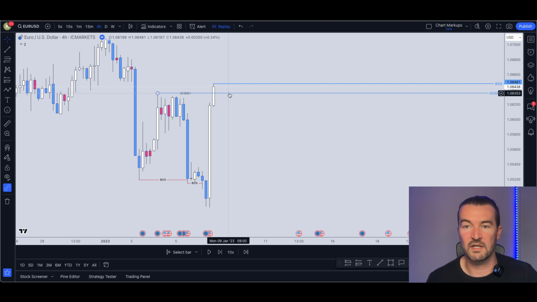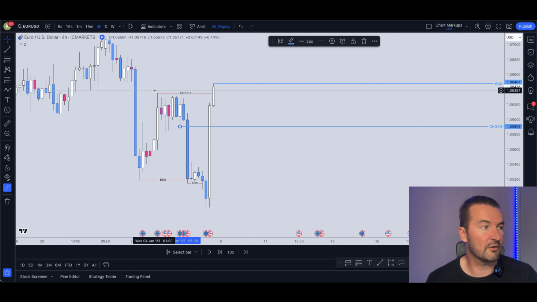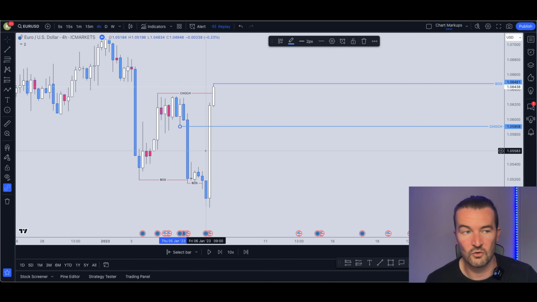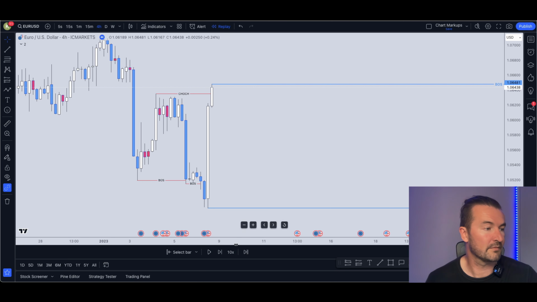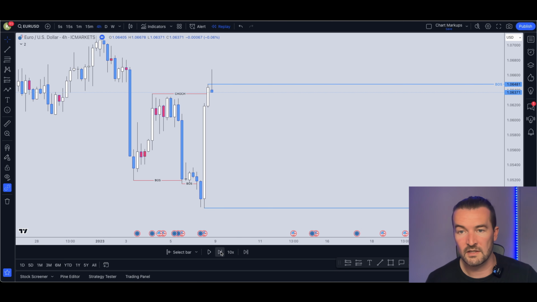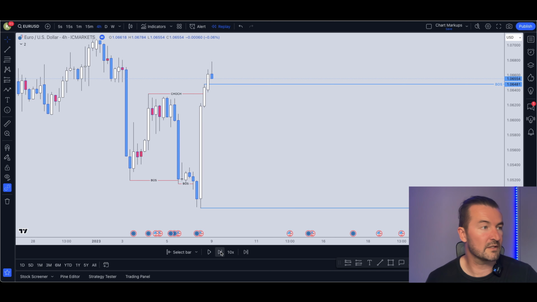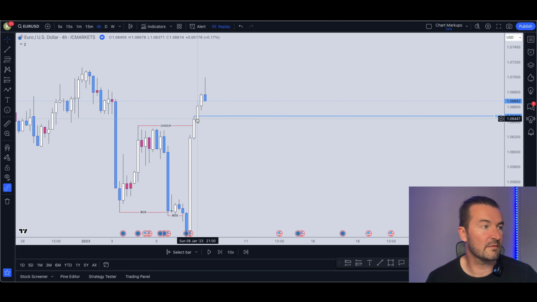But this is a big caveat. ChoCh now goes from here down to here. These are the two furthest points because we did not move ChoCh before. Okay, so ChoCh now goes down to here, not to anything else, it's just that. So following on, we're expecting the market to move up because we've got a change of character. The market is moving up.